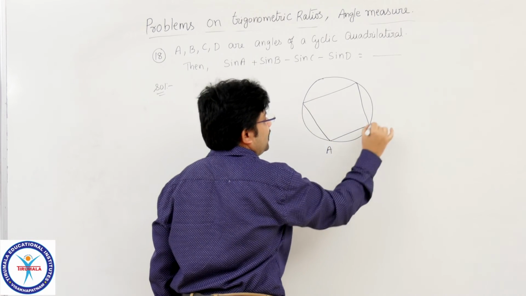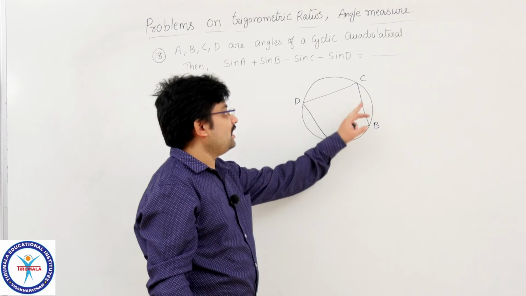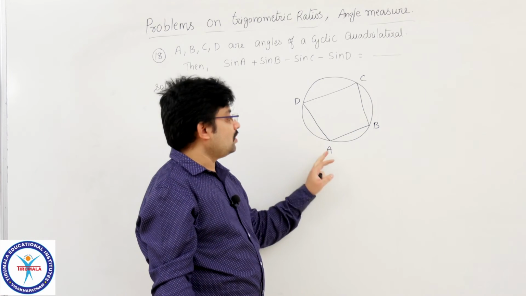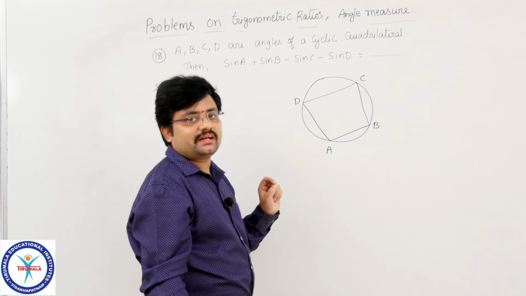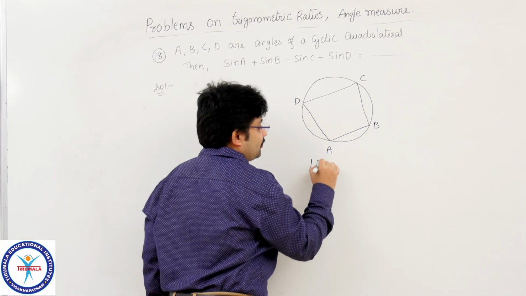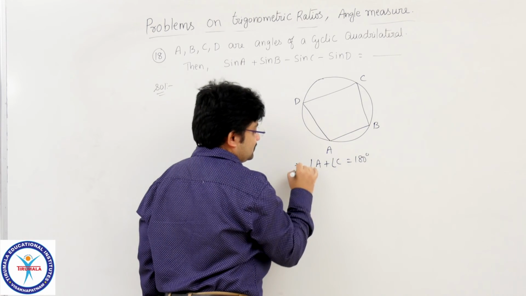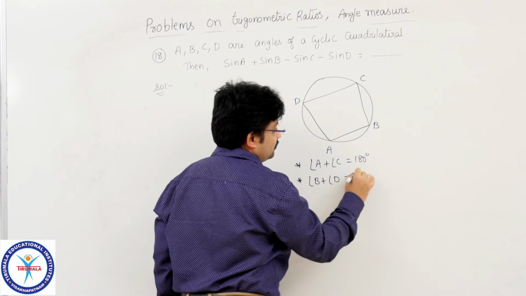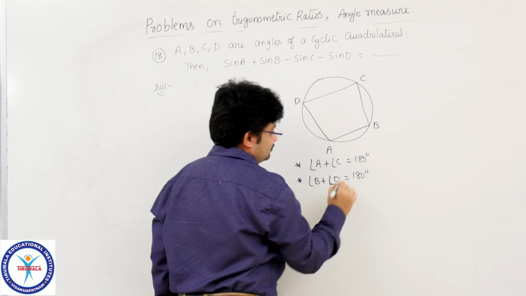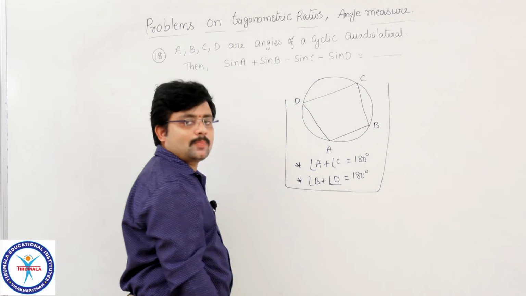Suppose this is A, B, C, D. Here ABCD is called a cyclic quadrilateral because all the vertices lie on the circle. For a cyclic quadrilateral, the sum of the opposite angles is supplementary, that is 180 degrees. Angle B plus angle D is equal to 180 degrees. This is the property of a cyclic quadrilateral.